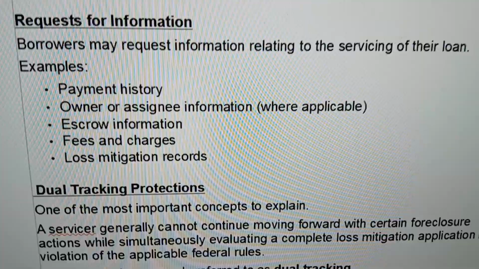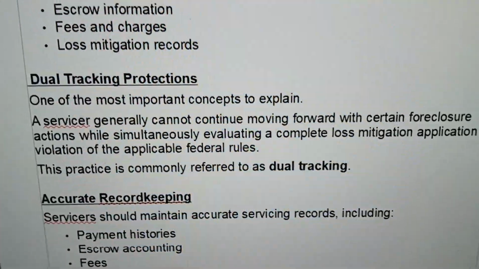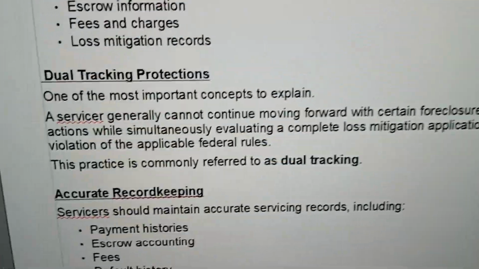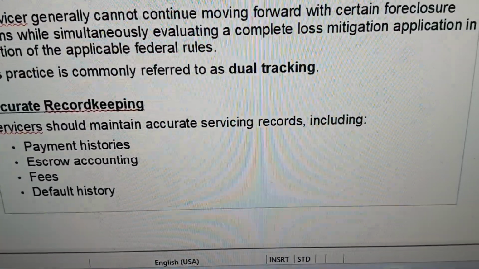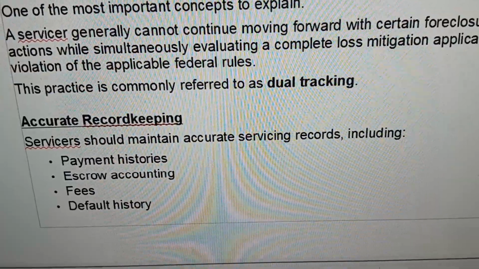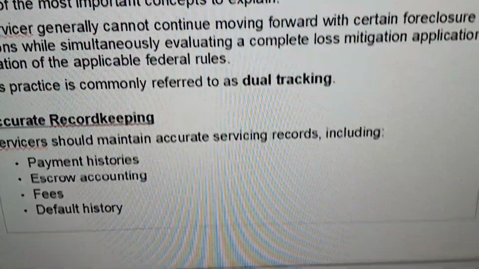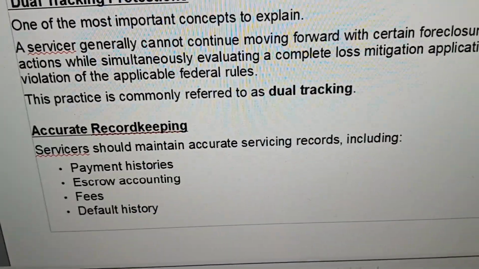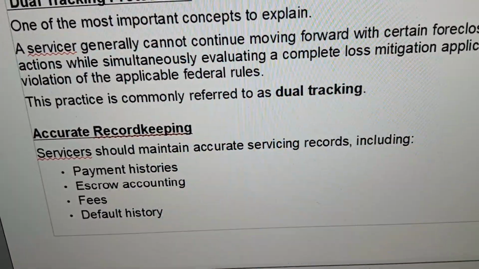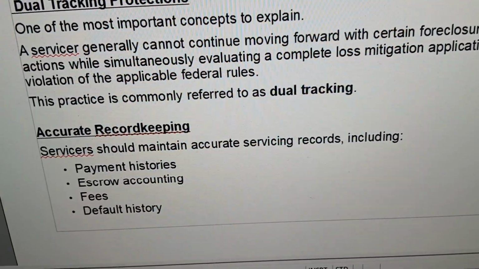And then there's also dual tracking protections. One of the most important concepts is a servicer generally cannot continue moving forward with certain foreclosure actions while simultaneously evaluating a complete loss mitigation application in violation of the applicable federal rules. This practice is commonly referred to as dual tracking.